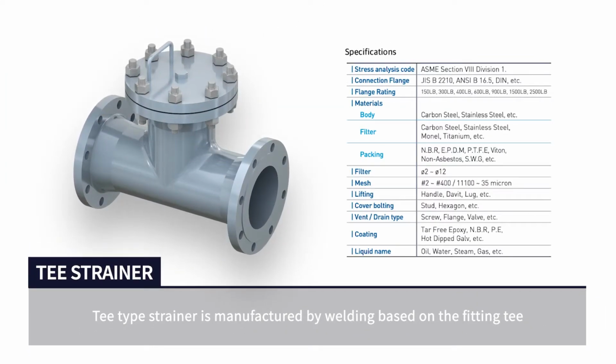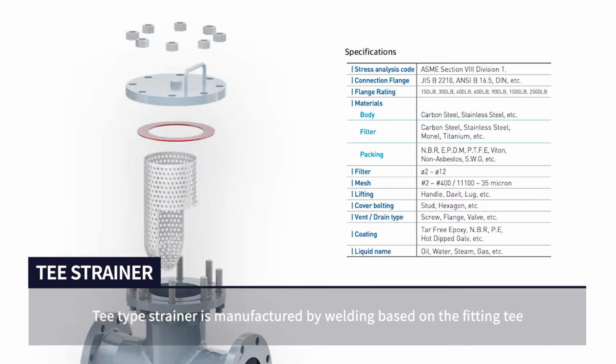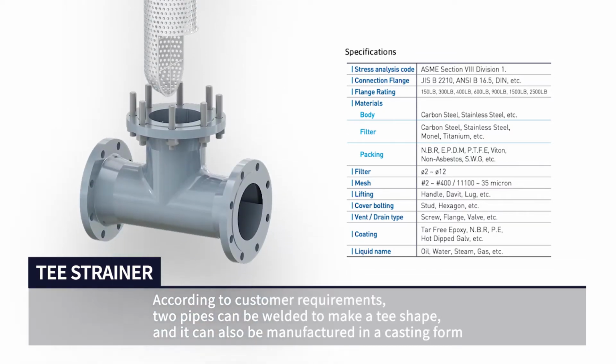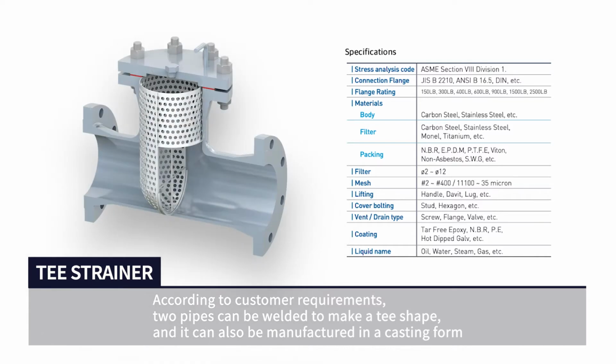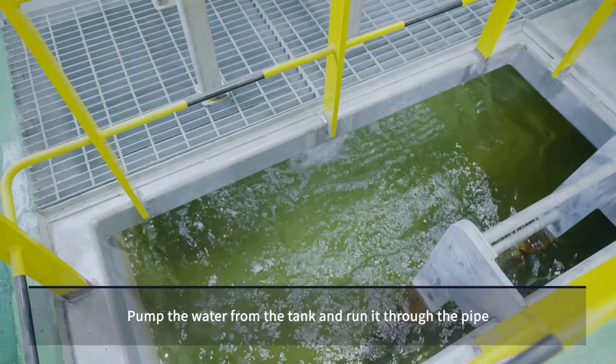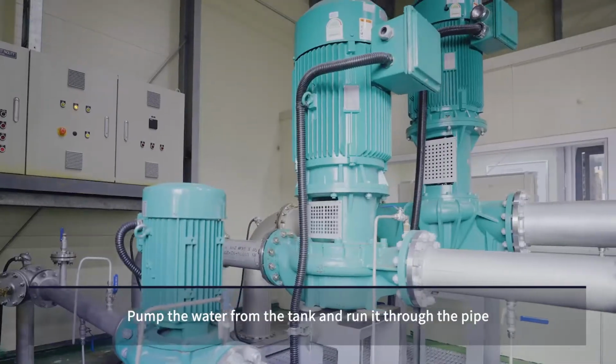T-type strainer is manufactured by welding based on the fitting T. According to customer requirements, two pipes can be welded to make a T shape, and it can also be manufactured in a casting form. Pump the water from the tank and run it through the pipe.